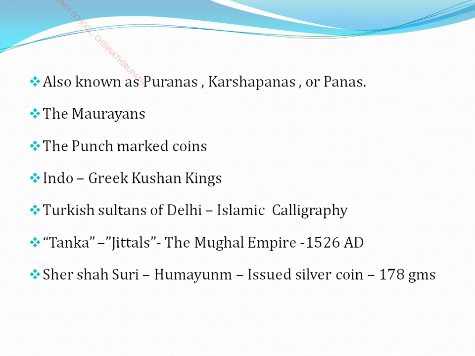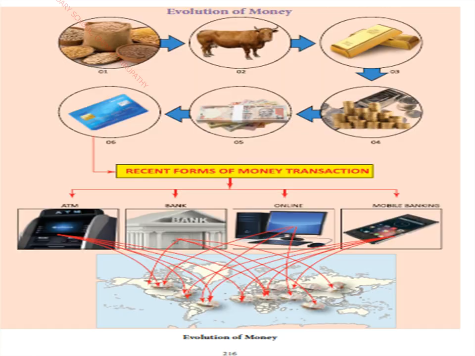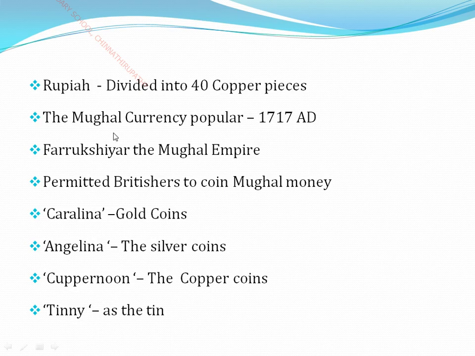The Britishers were given permission to mint coins, including gold. See here, the rupiah of nearly 178 grams is equal to 40 copper pieces. Mughal currency popularly took place in 1717 AD, and Farrukhsiyar, the Mughal emperor, was the main cause, who gave the Britishers permission to coin the Mughal money in a mint.